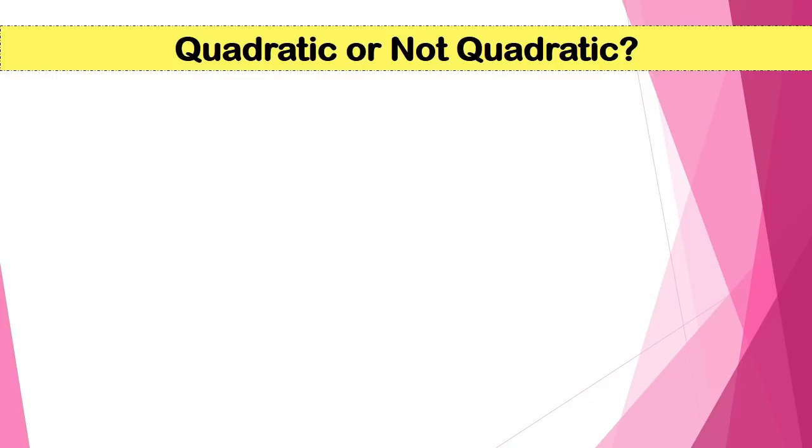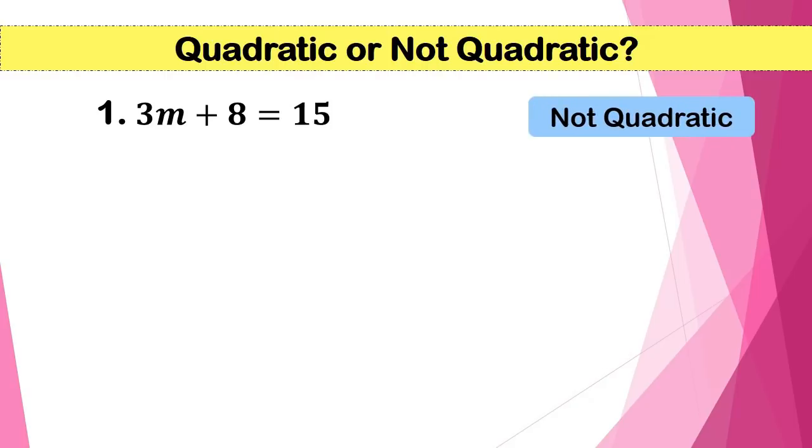Example. What we are going to do here is to identify if the given example is a quadratic equation or not quadratic. If not, why? Number 1, we have here 3m plus 8 equals 15. So as you can see on the given example for number 1, the only variable that we have here is m. And the exponent for m is imaginary 1. So therefore, this example is not a quadratic.